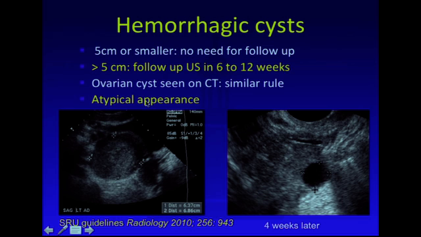If you see an ovarian cyst on CT, we can use the same rule. We don't need to recommend an ultrasound right away to confirm that this is a cyst. If there is an atypical appearance, for example, in this case, this was a mostly echogenic mass, and so it's not a typical appearance of a hemorrhagic cyst, in this case I would also go with a follow-up, and the patient came 4 weeks later actually, and that lesion was gone, and there was just a little much smaller residual lesion.